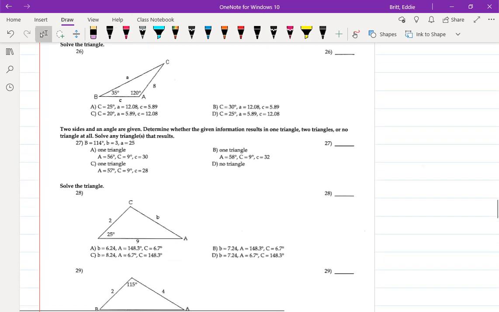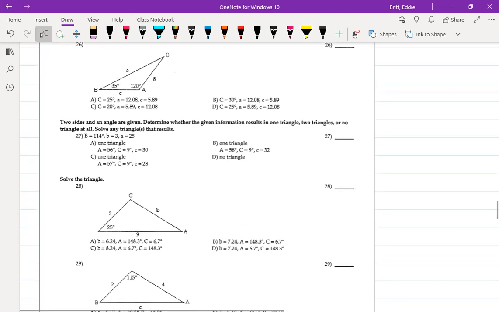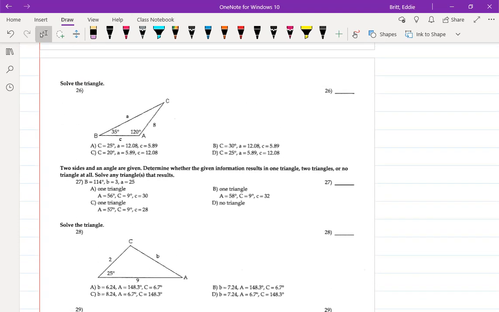All right, so now we're getting into the law of sines and law of cosines problems. I'll know that it's a law of sines problem if I have a corresponding side and angle that I know. So here on number 26, I know that this angle measure is 35 degrees, and the one across from it, that's 8, that's side B. So when you know a corresponding side and angle, that makes it a law of sines problem.